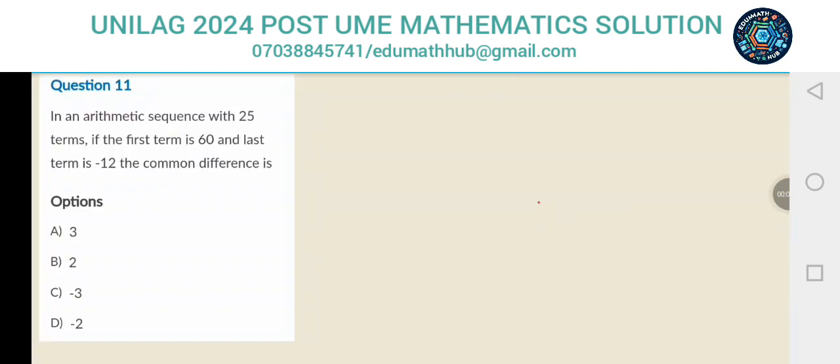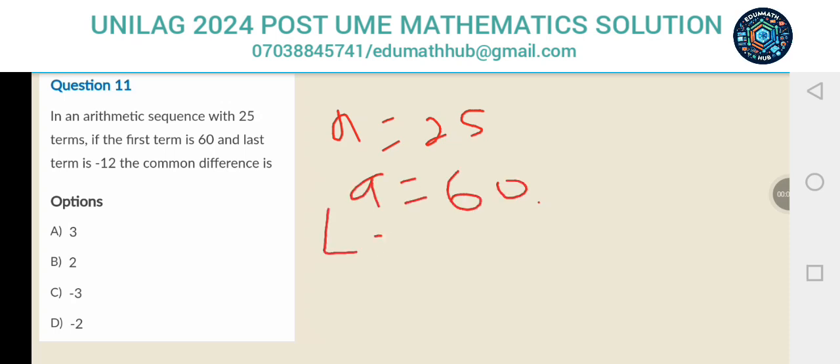So in an arithmetic sequence with 25 terms, okay, if the first term is 60 and the last term is minus 12, you have to find the common difference. So from the question, the arithmetic has 25 terms, so that means n is 25. Okay, the first term is 60, that means a is 60. Okay, and the last term is minus 12. So it's very simple and straightforward.